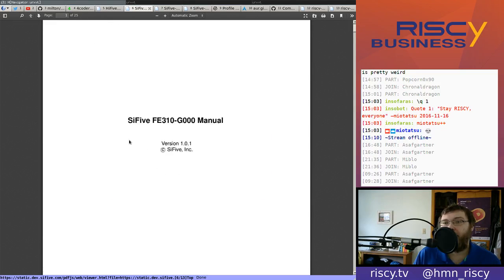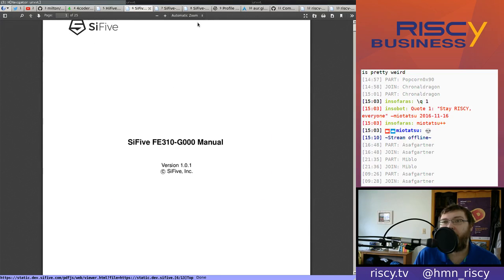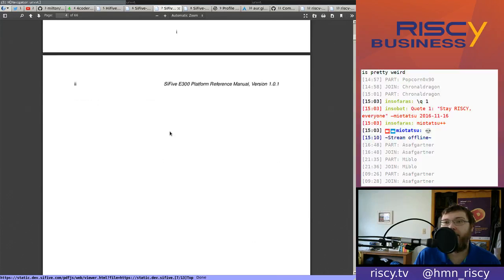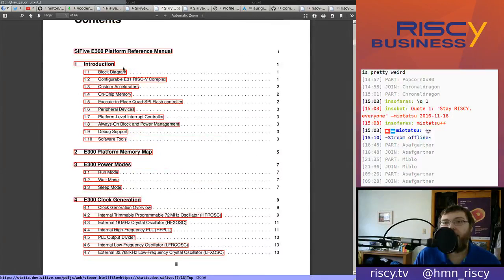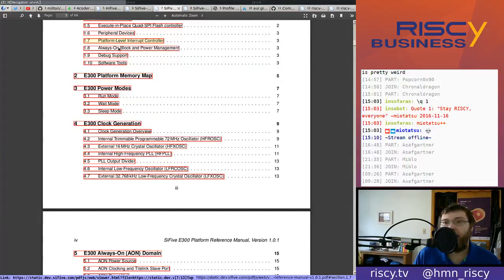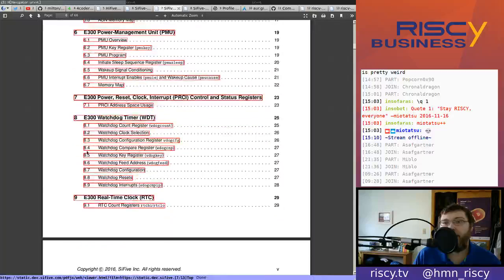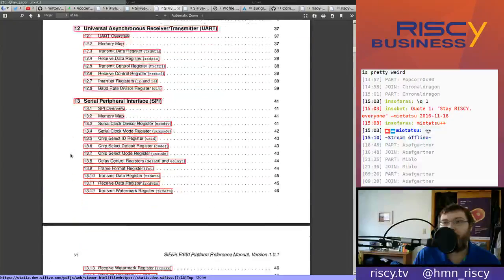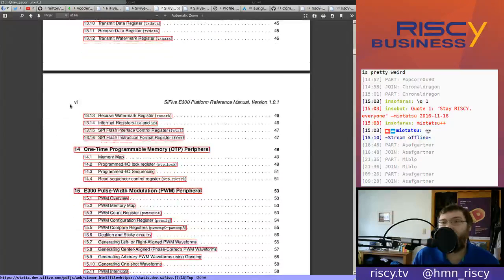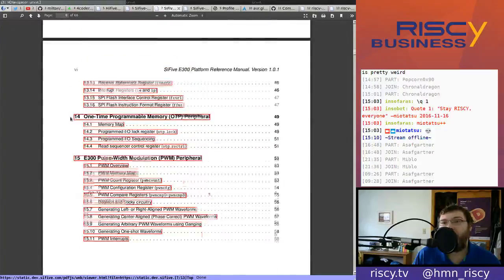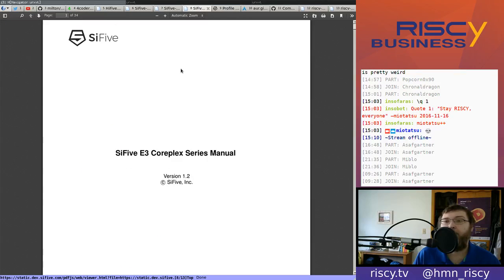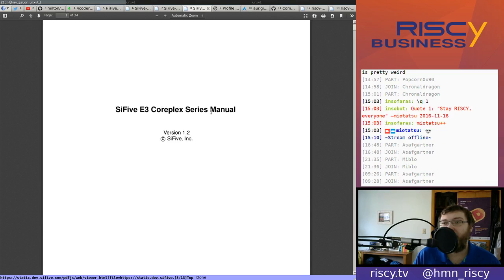And so I think last time we were taking a look at this manual a little bit. They have two other manuals. They have a platform reference manual, and it looks like this has a lot of interesting stuff in it. So if you just look at the table of contents here, you can see there's all kinds of interesting stuff here. So like here's information about the UART. We'll probably be looking at that at some point. And then there's this other one too. So this is the E3 Coreplex series manual.